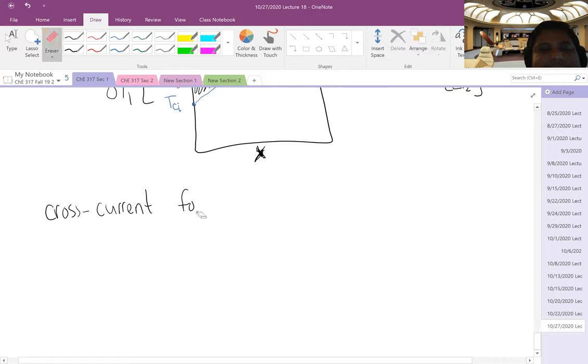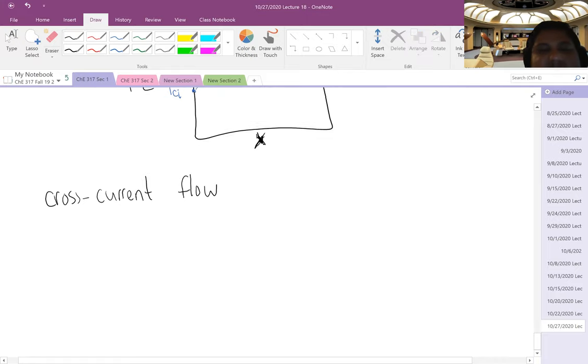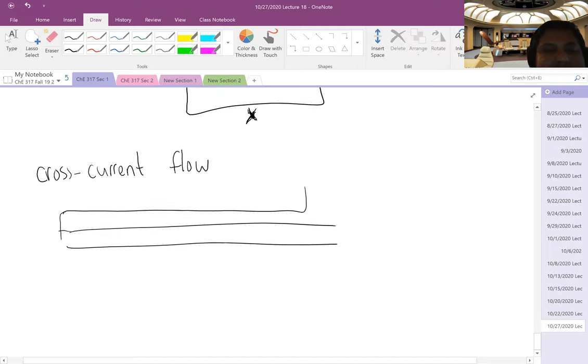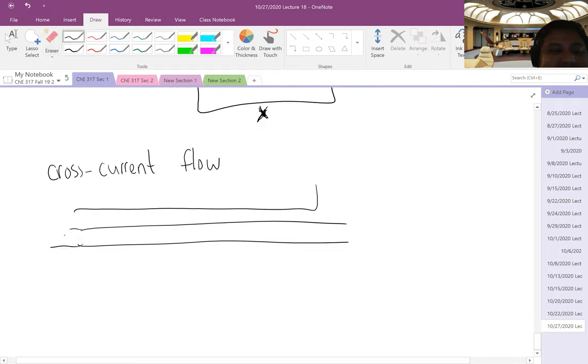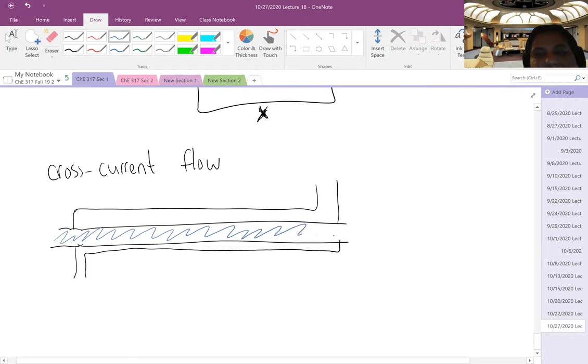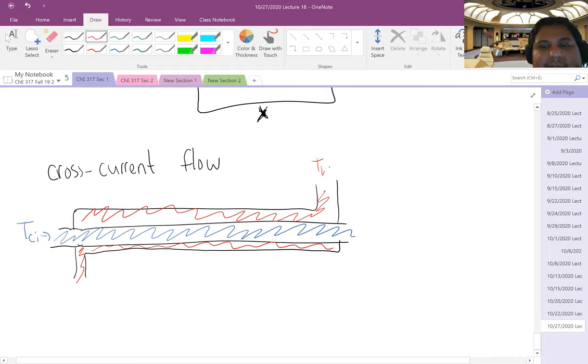It's a little different. The best way I would describe a cross-current flow system for a double pipe is if the system kind of looked like this, where we would have a cold fluid like this, and then we would have a hot fluid that goes like this. So instead of running co or counter to the flow, it's running in a different dimensional plane. So the cold fluid could be coming in here, the hot fluid would probably be coming in here, and it would flow across the pipe.